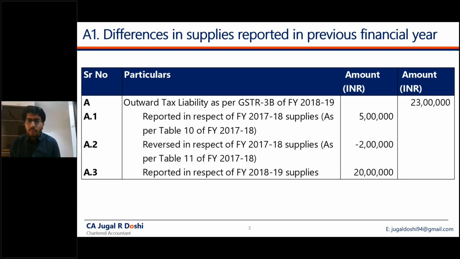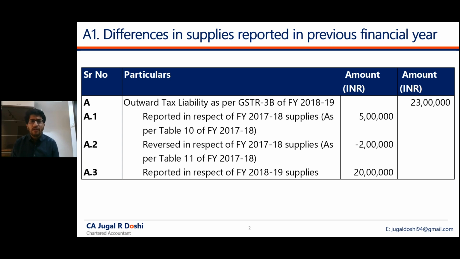In this entire video, previous year is FY 17-18, current year is FY 18-19, and subsequent year is FY 19-20. So in current year FY 18-19, I have disclosed my outward tax liability of rupees 23 lakhs through my 12 months 3B. Out of these 23 lakhs, I have disclosed 5 lakhs in respect of last year's transactions which were skipped by me to be reported last year. And also there were credit notes of 2 lakhs which were not claimed or not reported. So after removing the impacts of last year transactions, the net outward tax liability reported by me for FY 18-19 is 20 lakh rupees.